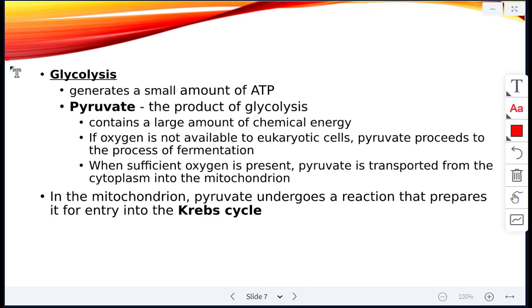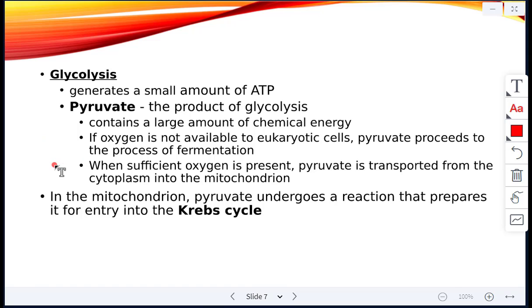All right, so let's continue looking at glycolysis. So it generates a small amount of ATP, and you'll see how much in just a sec. There is a chemical called pyruvate, which will be formed during or after glycolysis is complete. It's the product of glycolysis. It contains a large amount of chemical energy, and after it's formed, if oxygen is not available to eukaryotic cells, pyruvate will proceed through the process of fermentation.